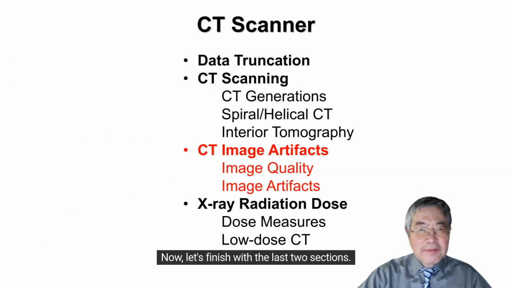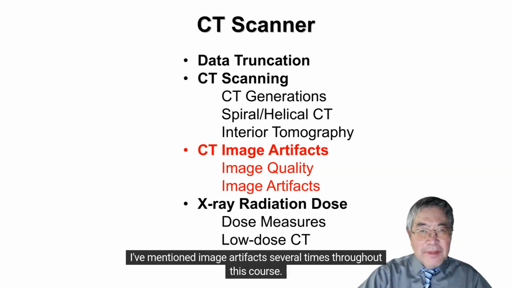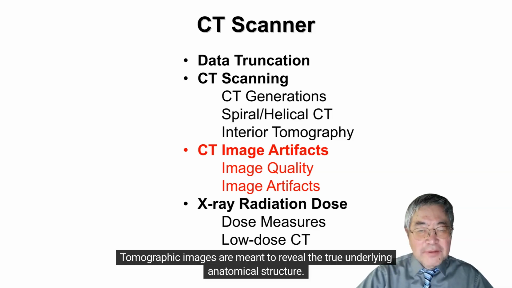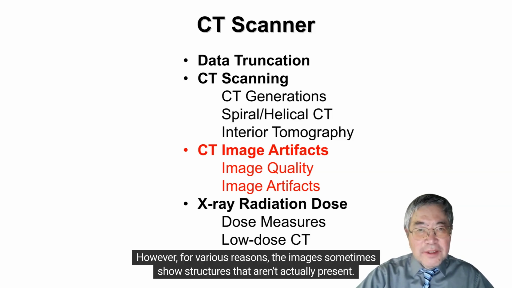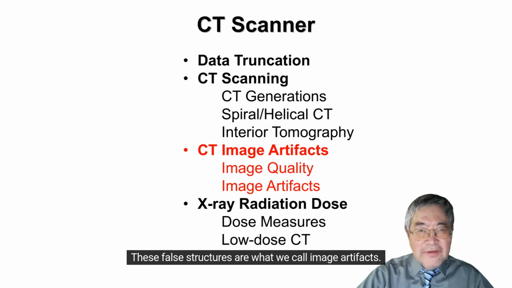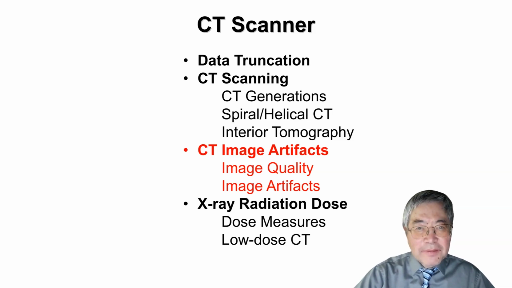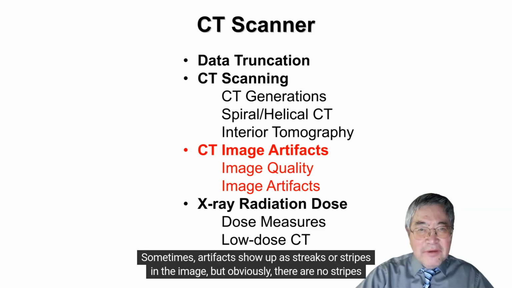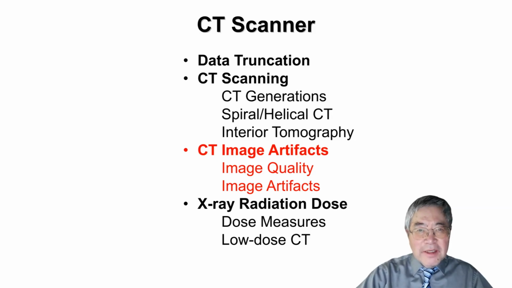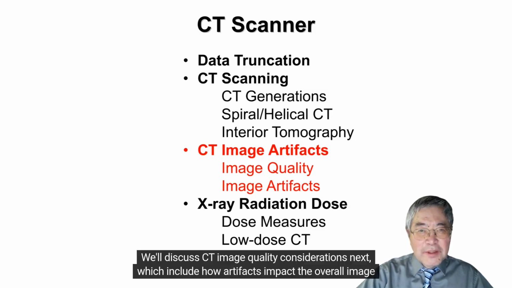Now, let's finish with the last two sections. First, image artifacts. I've mentioned image artifacts several times throughout this course. Tomographic images are meant to reveal the true underlying anatomical structure. However, for various reasons, the images sometimes show structures that aren't actually present. These false structures are what we call image artifacts. If there's no real structure present, what you see might just be noise. Sometimes artifacts show up as streaks or stripes in the image, but obviously there are no stripes inside the human body. They are just artifacts. We'll discuss CT image quality considerations next, which include how artifacts impact the overall image quality.